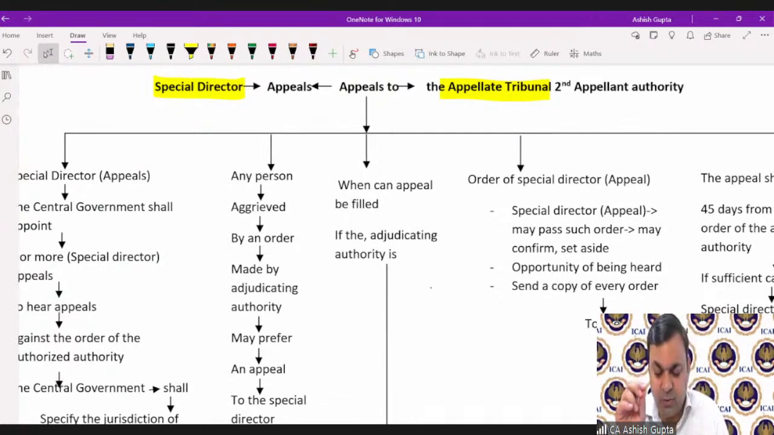Okay. So now we are going to start the appeal part. Appeal with respect to two authorities. First is Special Director Appeals, and second is Appellate Tribunal. So can we start the appellate part?